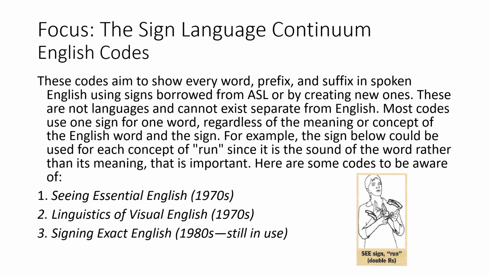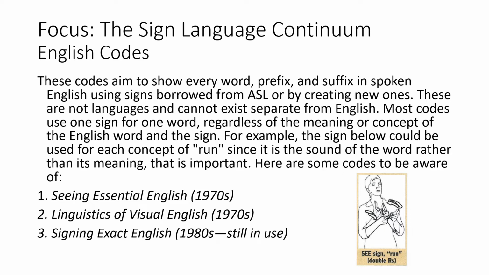English codes. These codes aim to show every word, prefix, and suffix in spoken English, using signs borrowed from ASL or by creating new ones. These are not languages and cannot exist separate from English. Most codes use one sign for one word, regardless of the meaning or concept of the English word and the sign. For example, the sign below could be used for each concept of run, since it is the sound of the word rather than its meaning that is important.